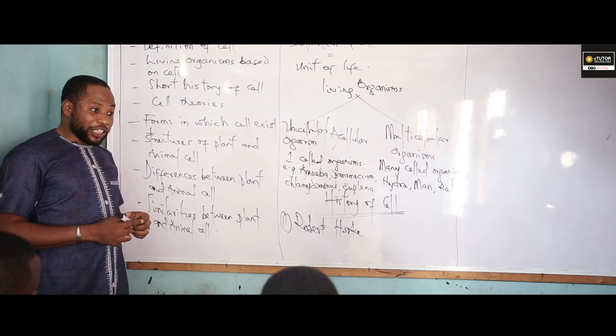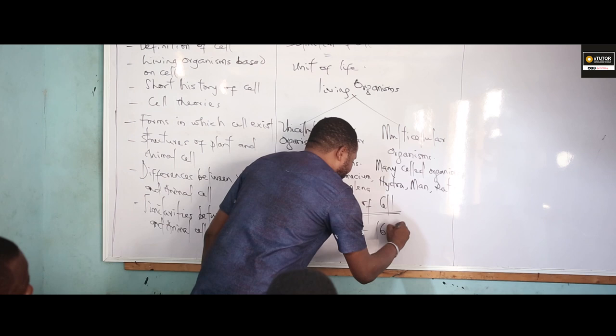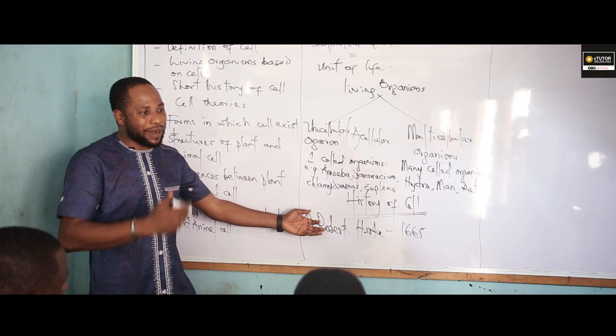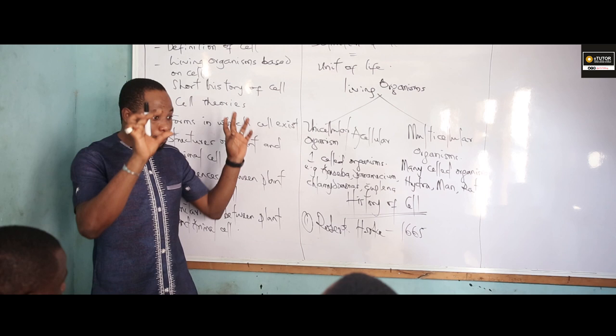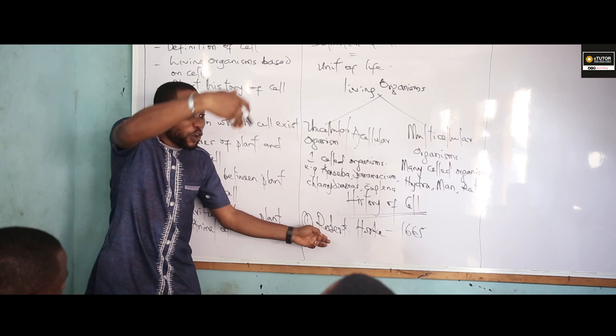He made use of a simple microscope to discover a cell in the year 1665. But what he viewed under the microscope then was the wall of a dead plant cell. So he concluded that the cell is made up of an empty room. He called it cell. What he did not know is that he was viewing the wall of a dead plant cell. Are you getting me now?